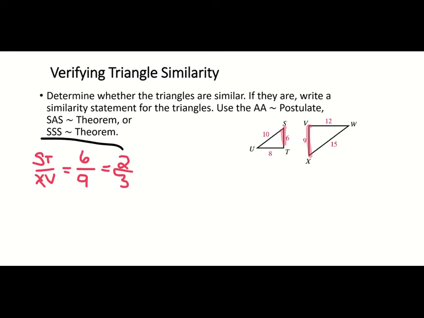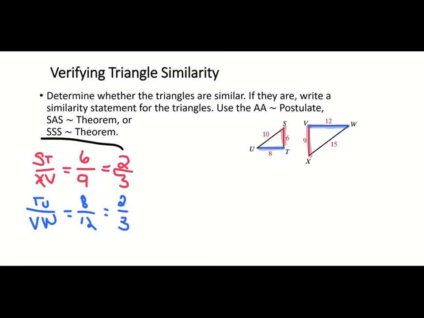All right, so now our next side that we're going to look at, let's look at the middle or the medium length side. So that is going to be TU and VW. So we have TU over VW, and that is going to be 8/12. And we can simplify by 4 here, and that will give me 2/3. So that's encouraging. They are both the same scale factor.